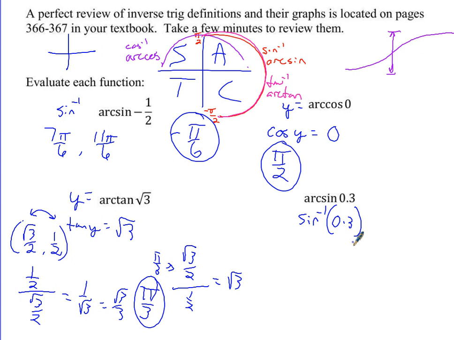Make sure that your calculator is in radian mode. The calculators in our room always default to radian mode, so you shouldn't have any problem there. But what do we get? 0.3046, and we round to 0.305. 3 decimal places are appropriate here.